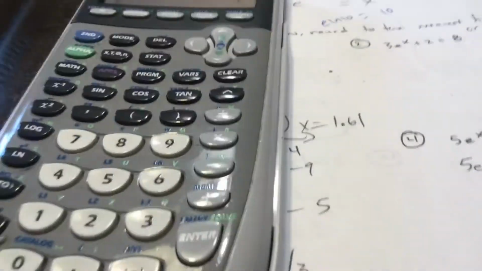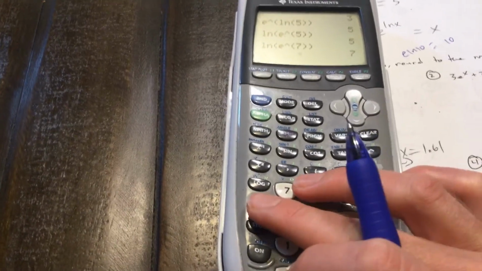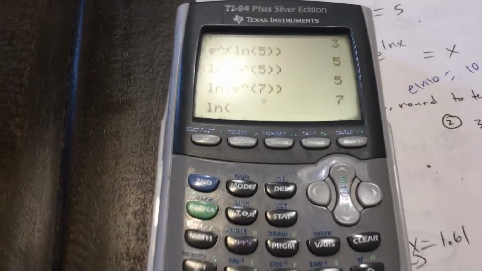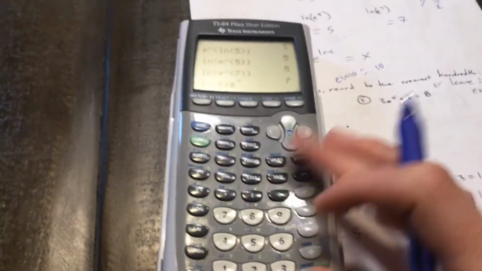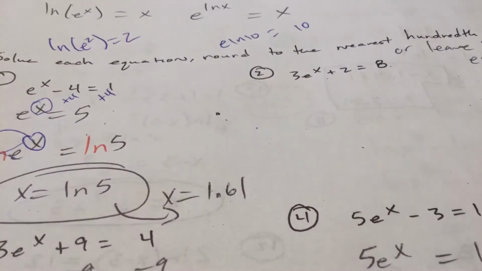1.61 is rounded, so if I want the rounded answer, there's my natural log, right under log. Natural log of 5, close the parentheses. 1.61 if you round it to the nearest hundredth.